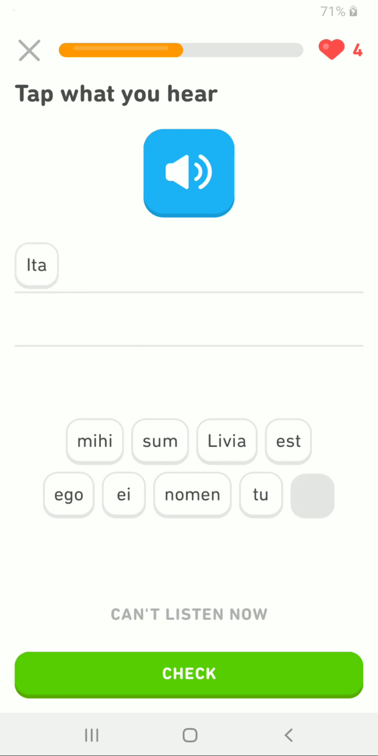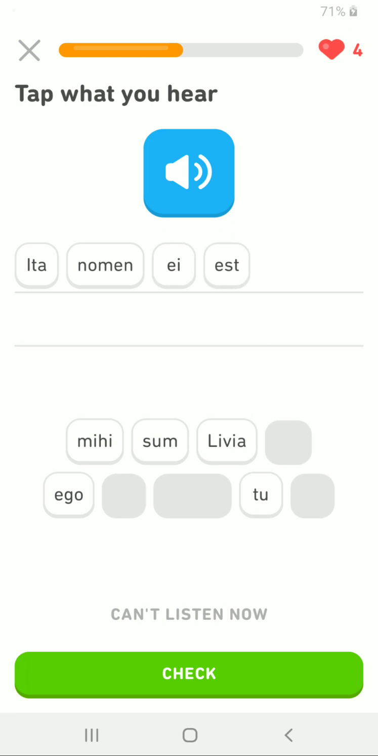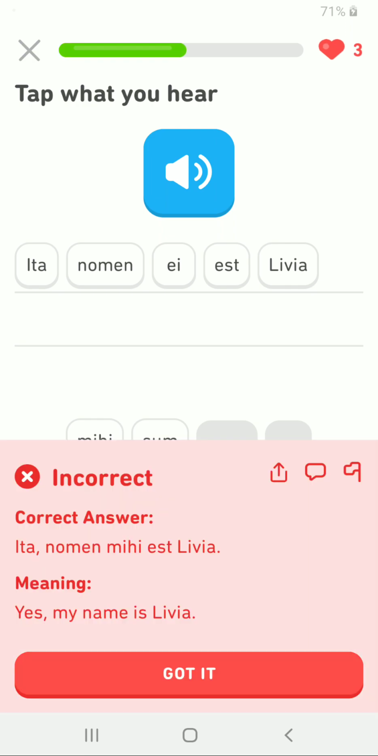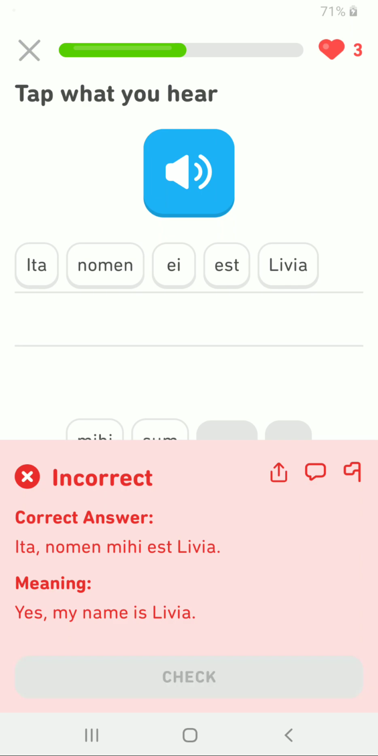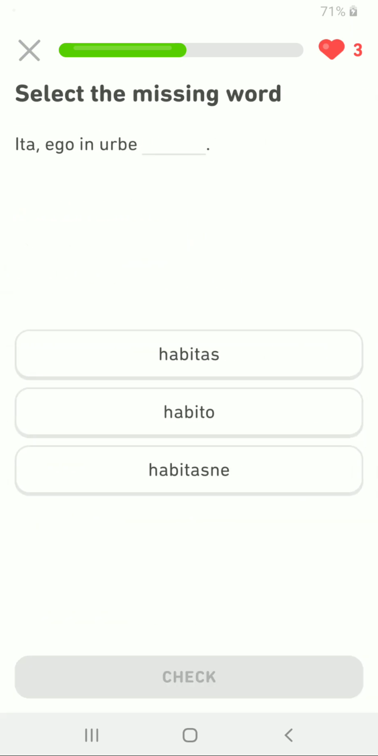Nomen mihi est Livia. Ita, nomen mihi est Livia. So her name is Livia. Let's check. It's not what was written. Ita nomen mihi. I thought it was ihi. Oh, my name. Sorry, it was my. Ita, yes, ego in urbe habito.